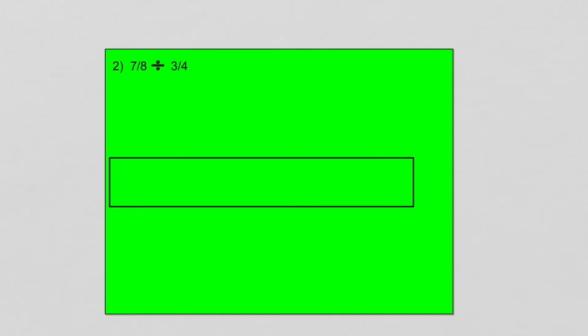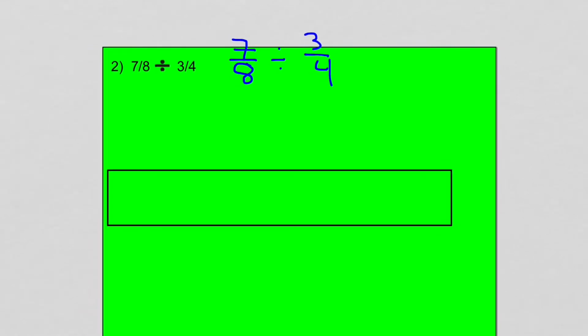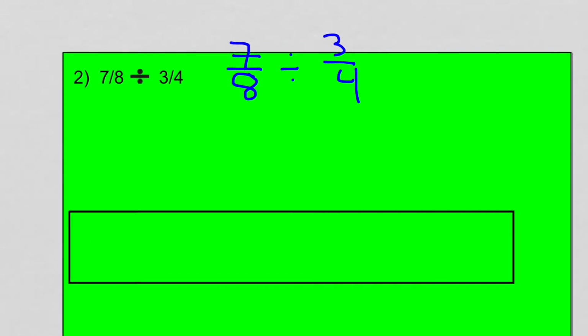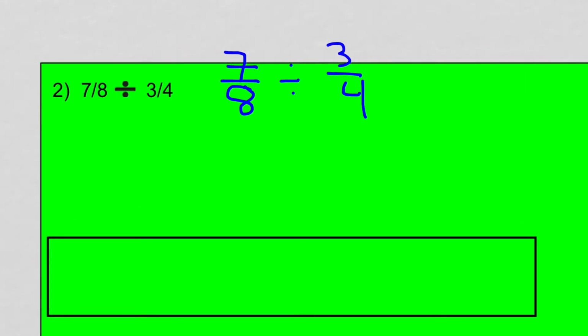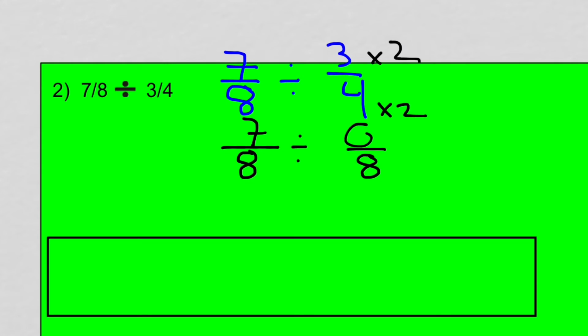Okay. Now we also did things like this. 7/8 divided by 3/4. And I want to know how many 3/4 are in 7/8. Well, in order to show that on the same rectangle, I have to have a common denominator for 8 and 4. The common denominator for 8 and 4 is 8. Now 7/8 stays the same, but 3/4 will become 6/8. When I multiply the denominator and the numerator by 2, I'll get 6/8.